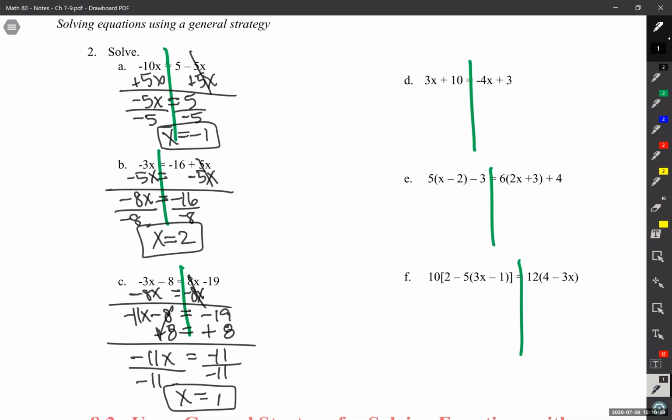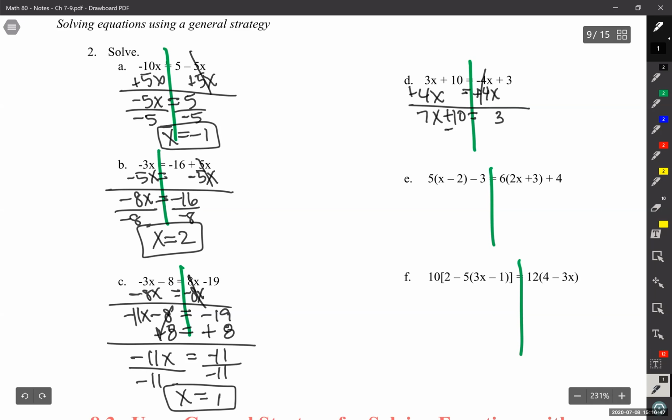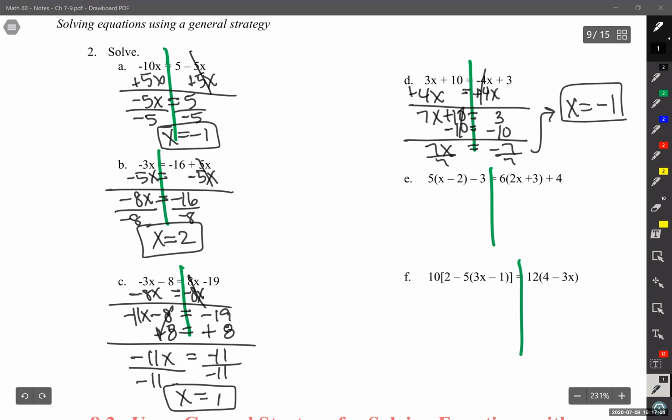Okay, moving on to D. I have, again, letters and numbers all mixed up. So I'm going to move my numbers to the left by adding 4x. Different order you work in, that's fine. The same answer as me in the end. Now I'm going to subtract 10. 7x equals negative 7. Divide by 7, and I get x equals negative 1.